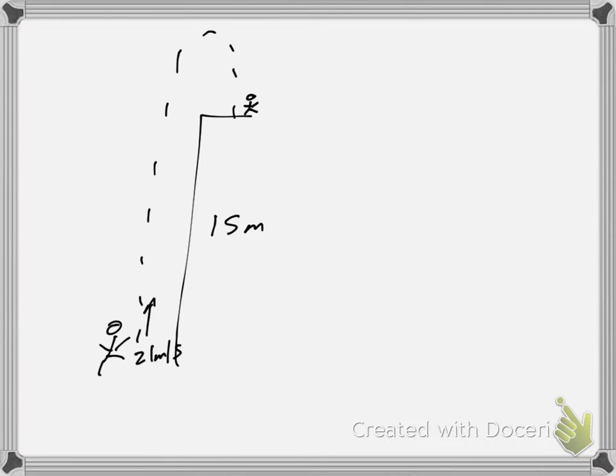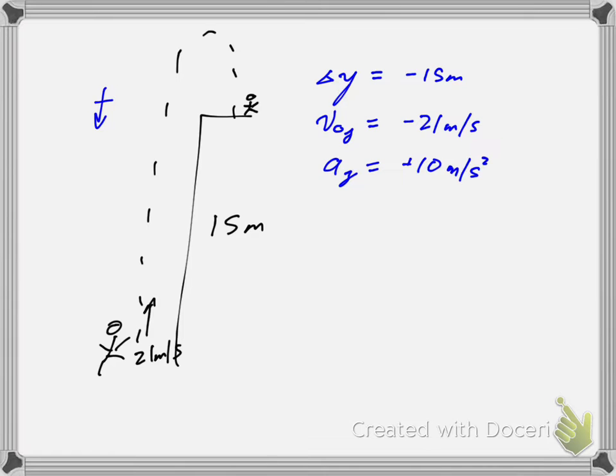And I'm going to list out the given information, which in this case, because the ball is going to land higher than it starts, it's going to be in a more negative position, so the change in y is going to be negative 15 meters. The initial velocity is up, and since I've chosen down as positive, that makes that negative 21 meters per second, and the acceleration is positive 10 meters per second squared, because in the absence of air resistance, the acceleration is only due to the gravitational field of the Earth.